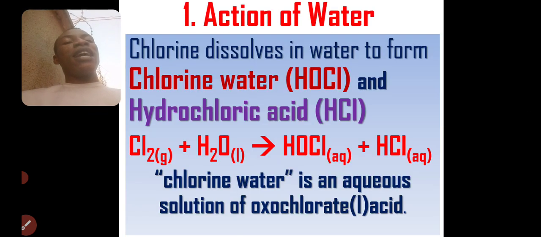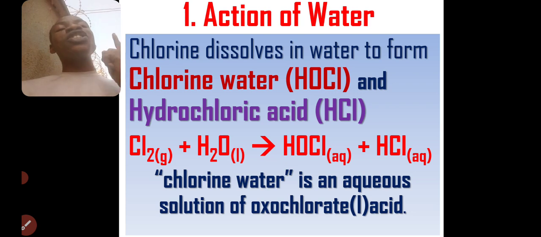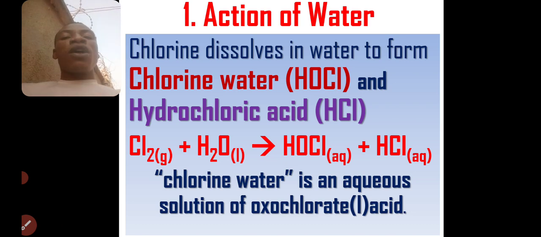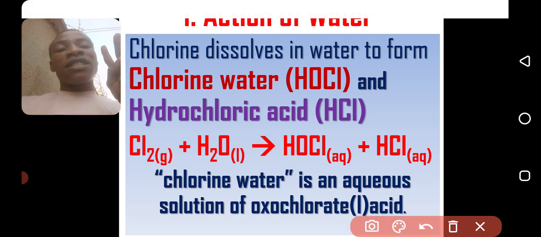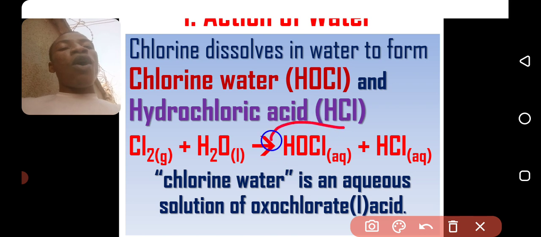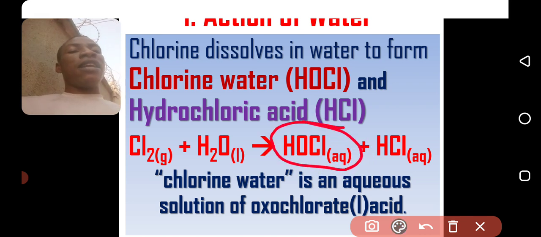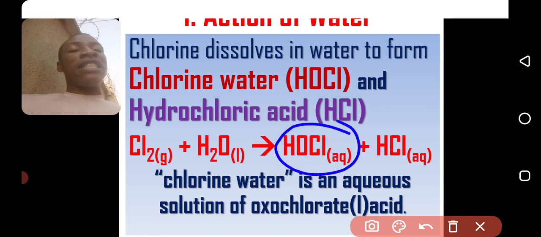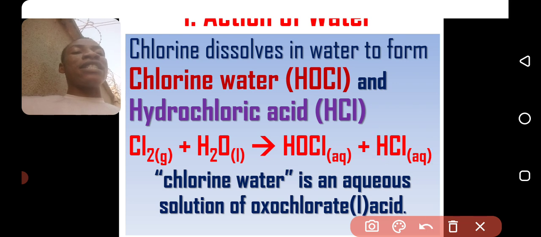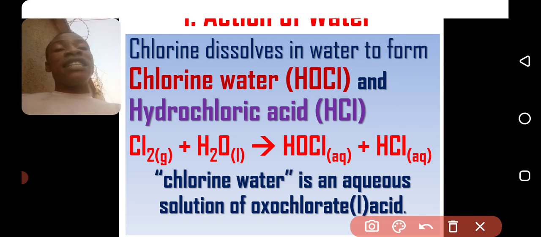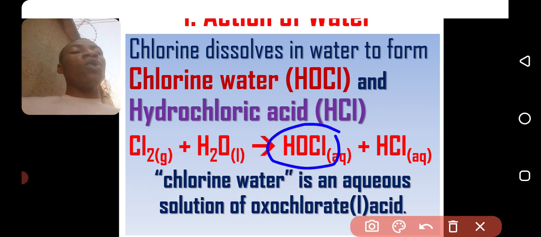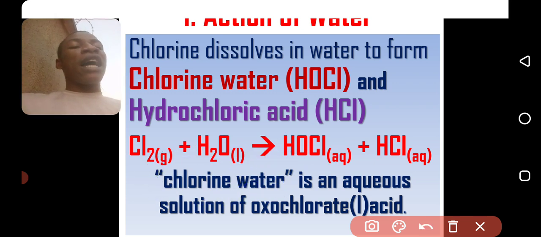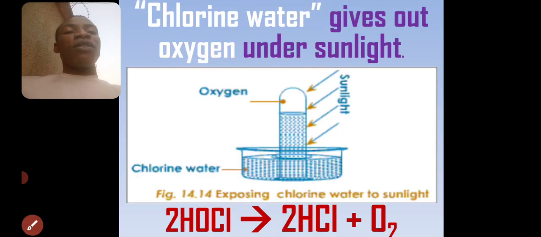Number one, and the most important, is its action inside the water. Chlorine dissolves in water to produce two acids: oxochlorate 1 acid, HOCl, and hydrochloric acid. The oxochlorate 1 acid, HOCl, is known as chlorine water. So when chlorine dissolves in water, it forms what we call chlorine water.